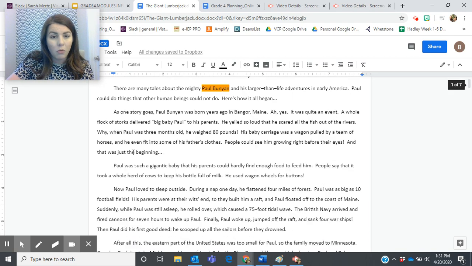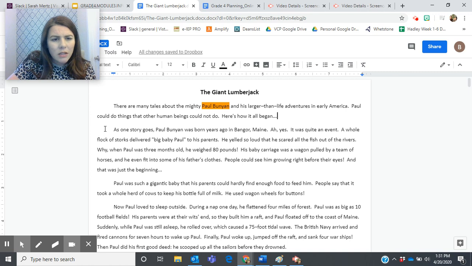So let's keep reading. As one story goes, Paul Bunyan was born years ago in Bangor, Maine. Ah, yes, it was quite an event. A whole flock of storks delivered big baby Paul to his parents. He yelled so loud that he scared all the fish out of the rivers. Why, when Paul was 3 months old, he weighed 80 pounds. His baby carriage was a wagon pulled by a team of horses, and he even fit into some of his father's clothes. People could see him growing right before their eyes, and that was just the beginning.